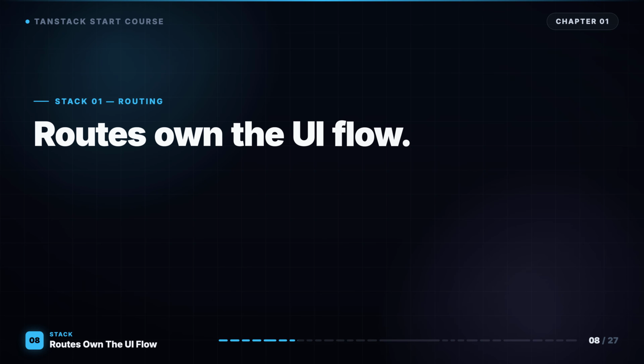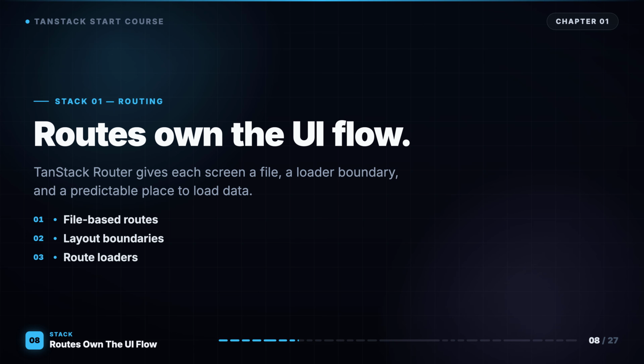Routes own the UI flow. TanStack Router gives each screen a file, a layout boundary, and a predictable place to load data. So when I want to know what a page does, I just start at its route. Exactly. The route is the front door.